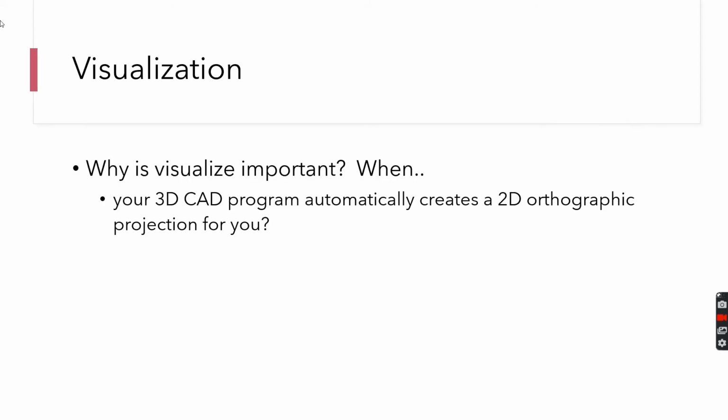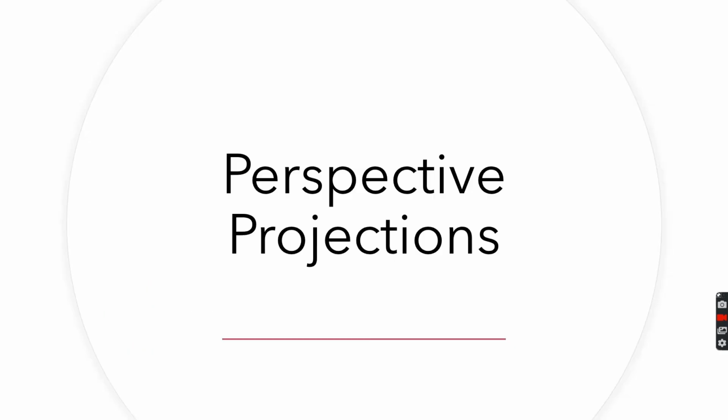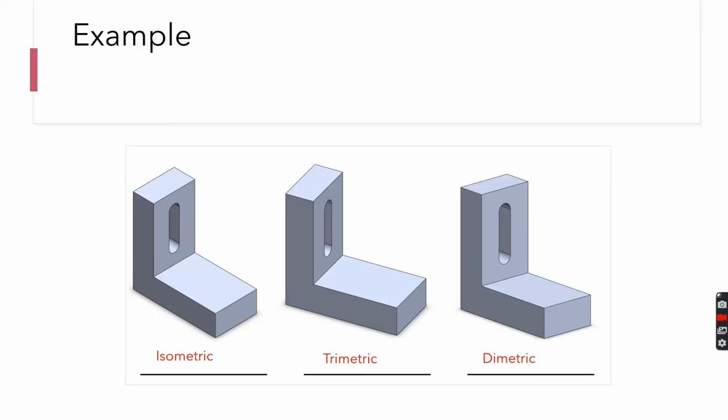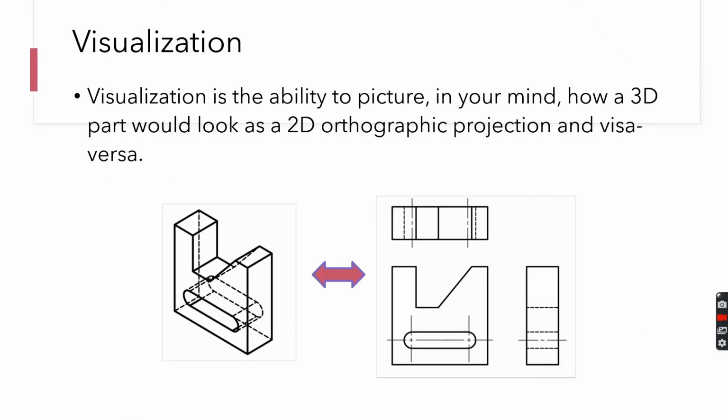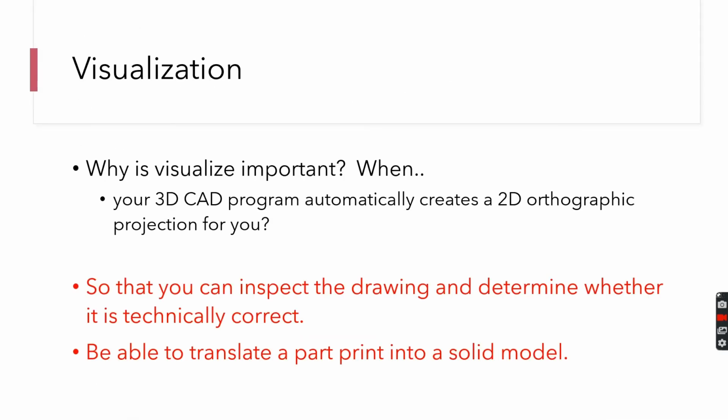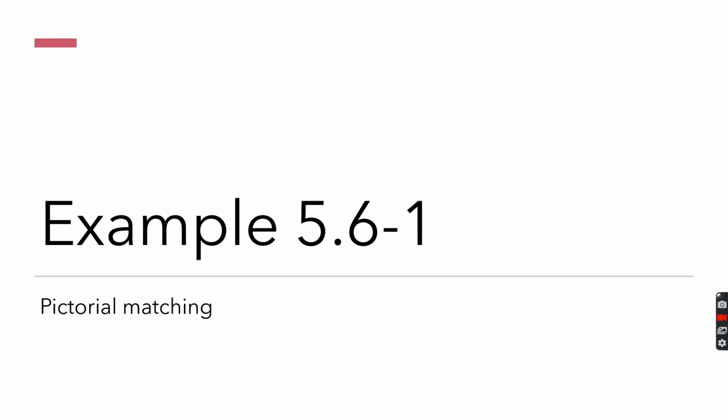Why is it important? When your 3D CAD program automatically creates a 2D orthographic projection for you, you need to inspect the drawing and determine whether it's technically correct, or be able to translate a part print into a solid model.